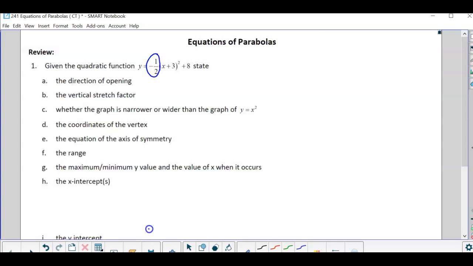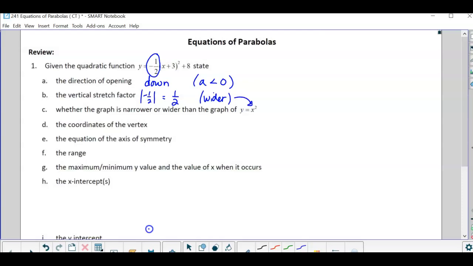If it is positive, it opens up. If it's negative, it opens down. So this one's negative, so it opens down because the A value is less than 0. Vertical stretch is the absolute value of that A value. It's always positive, so it's a half. So it's actually going to be wider than the original. And that was the next step.